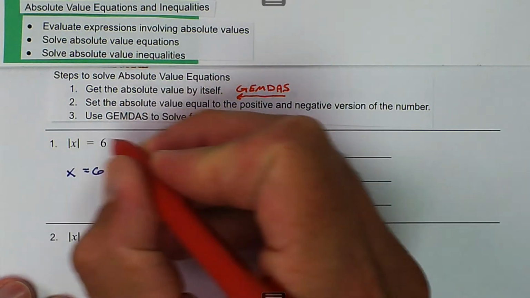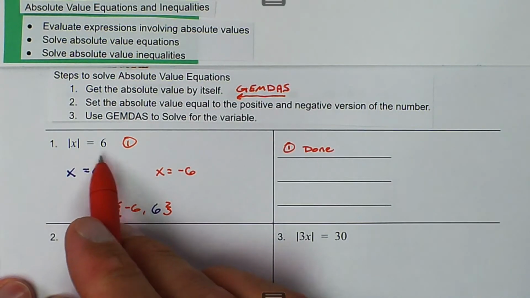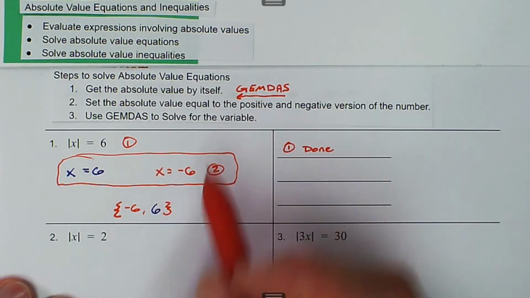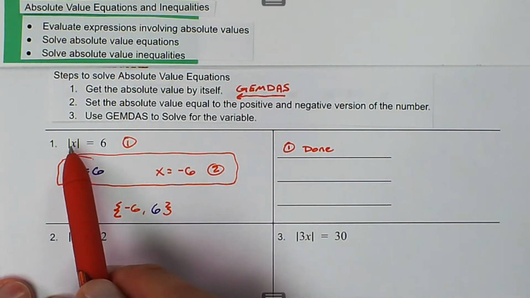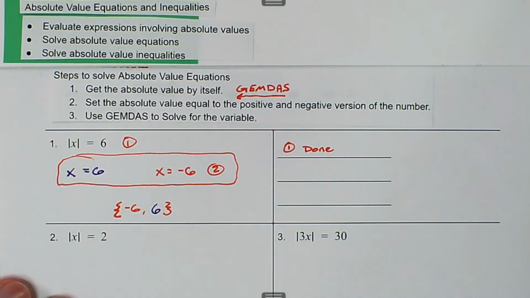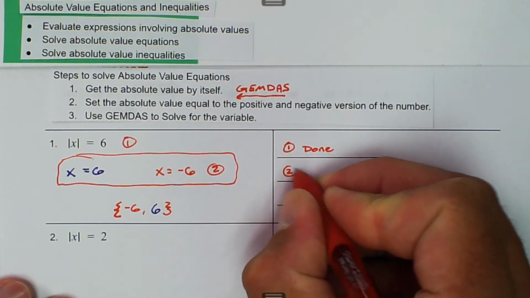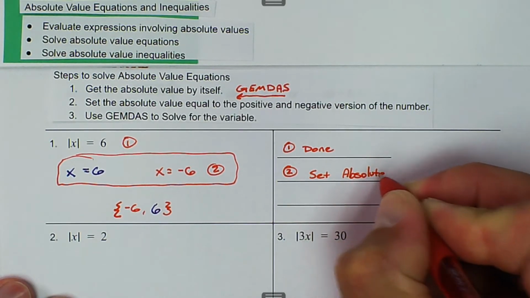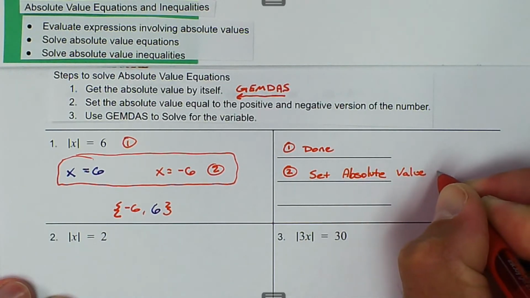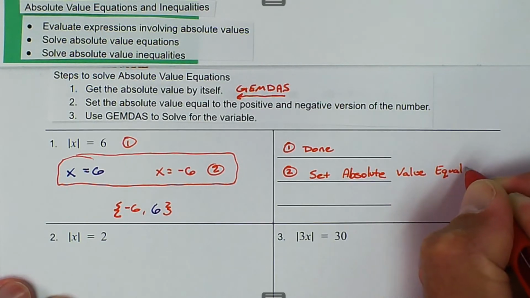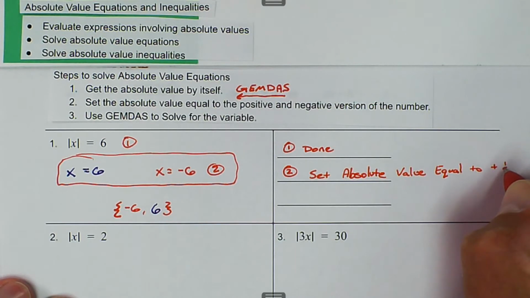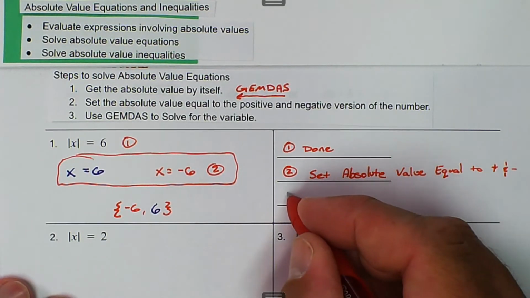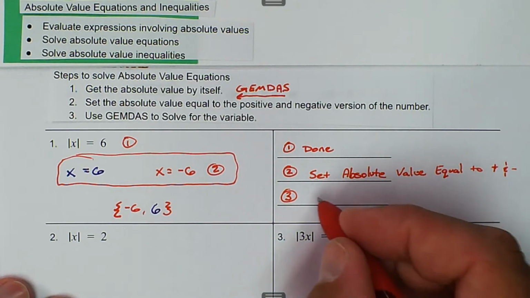So step 1, that was done for us. We didn't have to do anything. Then step 2, actually we didn't necessarily have to do any math other than we just had to write the absolute value side of the expression equal to the positive and the negative. So set it equal to positive and negative. And then step 3, that was done for us as well. We didn't have to do anything. So in this case, that was done already.